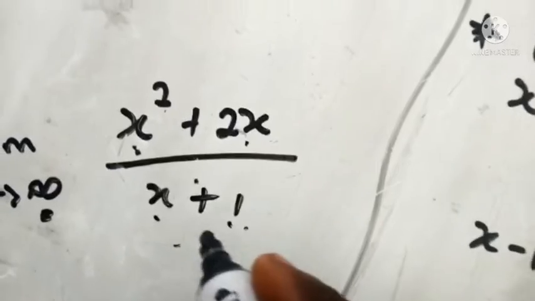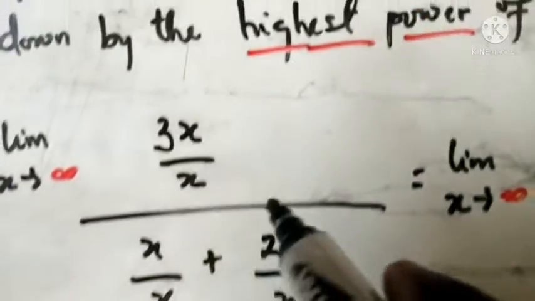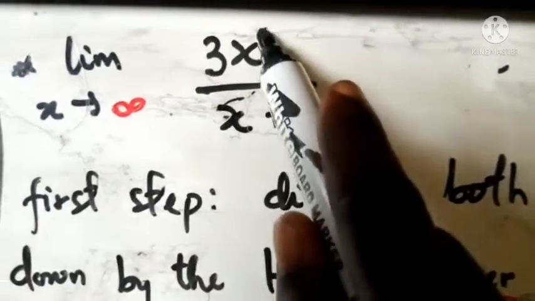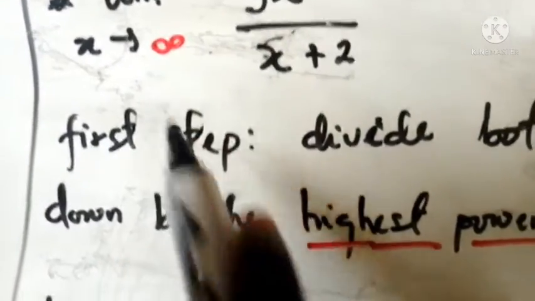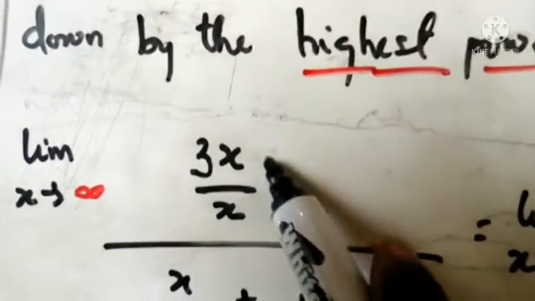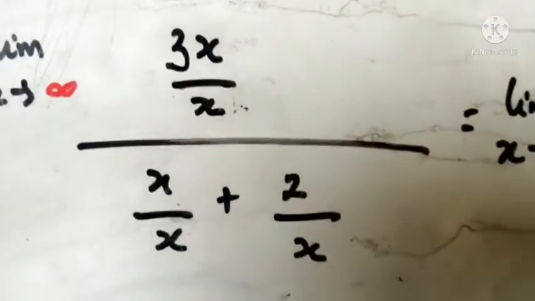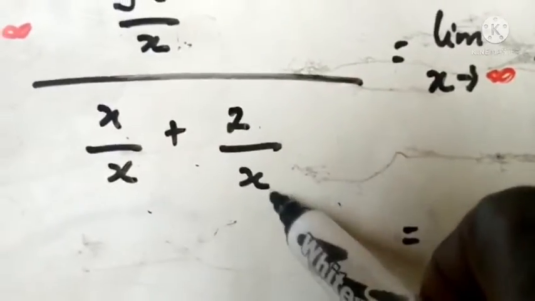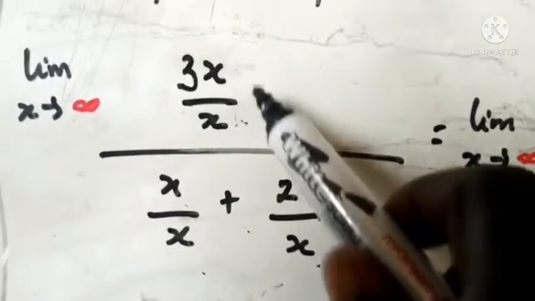So let's get to our example to get a better understanding. So in our case here, the highest power of the x here, so there's one, this guy, right? So you only apply this method if the person came with infinity. Now, we are going to divide the top here by what? 3x divided by x here, and then down here will be x divided by x plus 2 divided by x. So everything here must be divided by x, right? So that's the highest power of all.